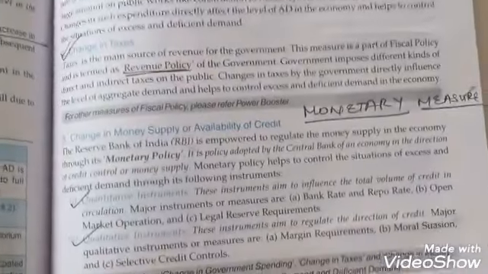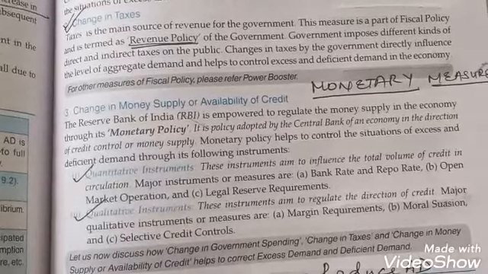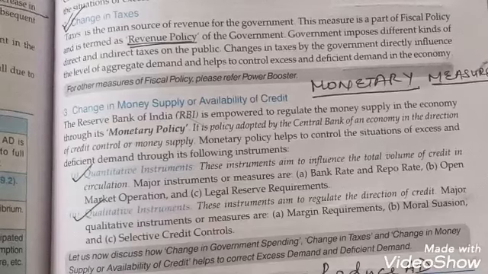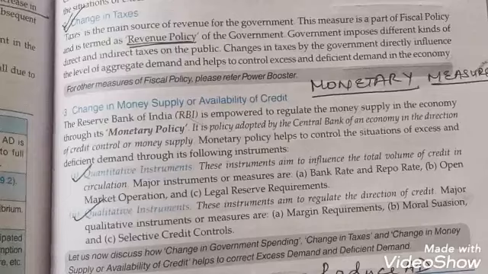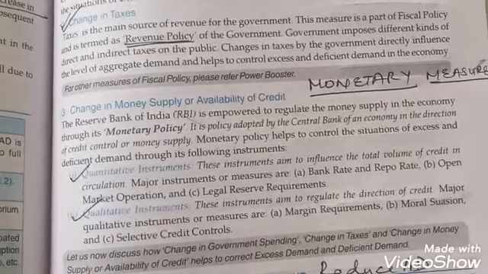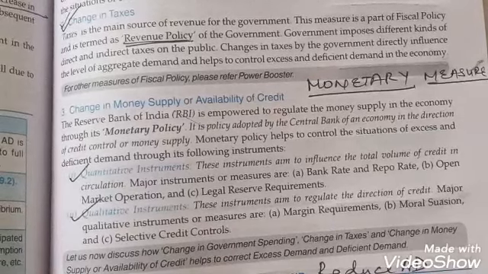In the monetary measures, these are the measures which are adopted by the government, the RBI, to regulate the money supply in the economy. With the help of these measures, we are able to control the money supply. We are able to put the credit control into a direction. You are able to make it a liberal policy, or you can make it a very tight, conservative policy.